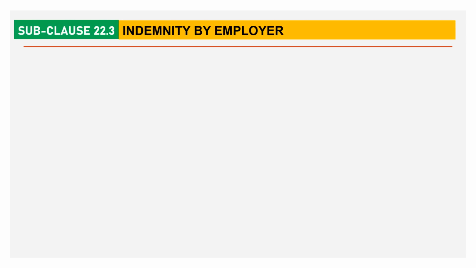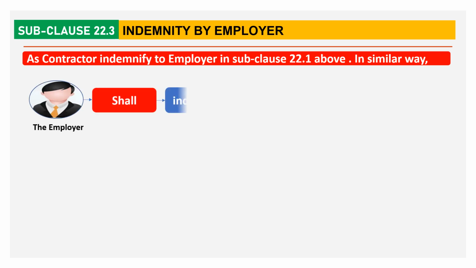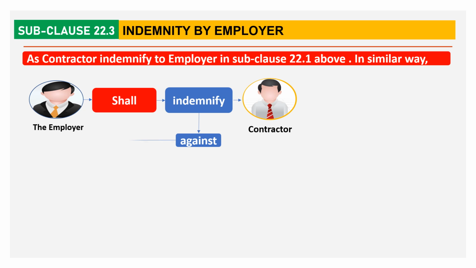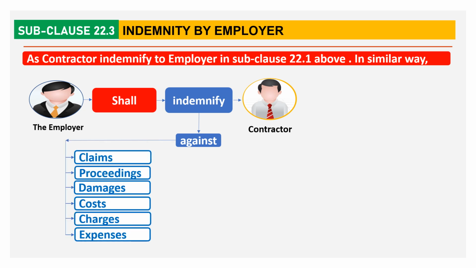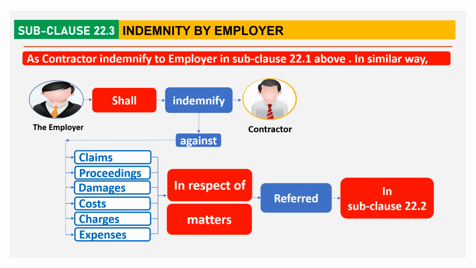Subclause 22.3 Indemnity by the employer. As the contractor is to indemnify the employer in subclause 22.1 above, in similar way the employer shall indemnify the contractor against claims, proceedings, cost, damages, charges and expenses in respect of matters referred in subclause 22.2. The 4 exceptions which have been discussed in subclause 22.2, the employer shall indemnify the contractor for those exceptions.